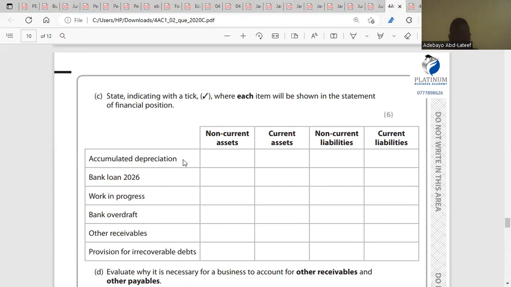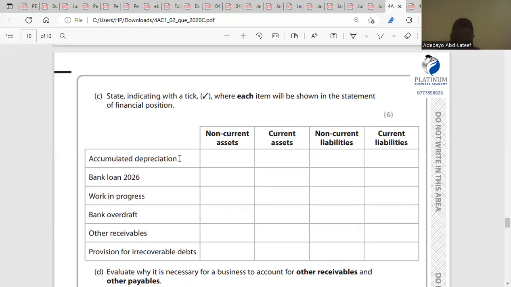Accumulated depreciation is the total amount of assets that can be depreciated on. Now, let's say you have a machine. The total amount going to depreciate over a period of time is what we call accumulated depreciation. So you put this here, as time goes on, it continues to depreciate. The amount in which it has depreciated over a period of time is called accumulated depreciation.